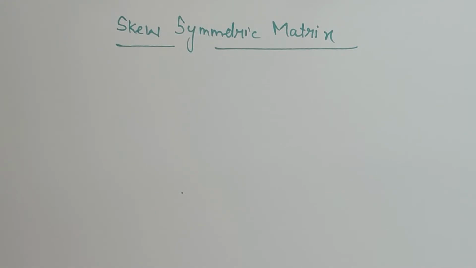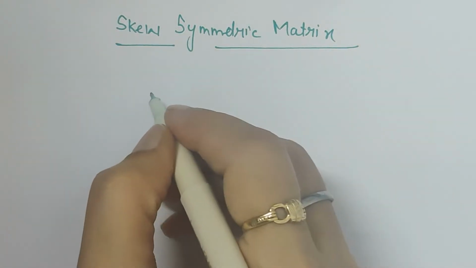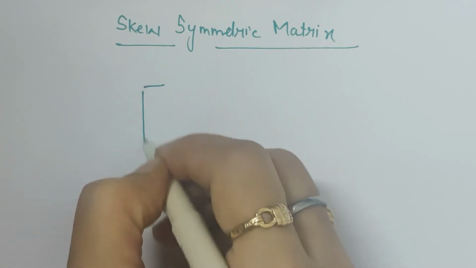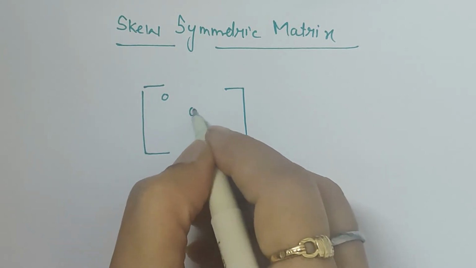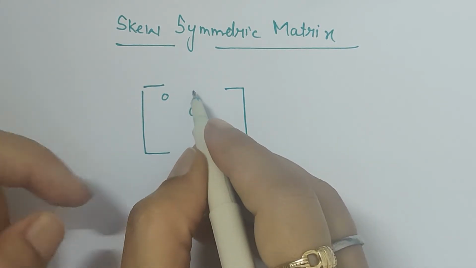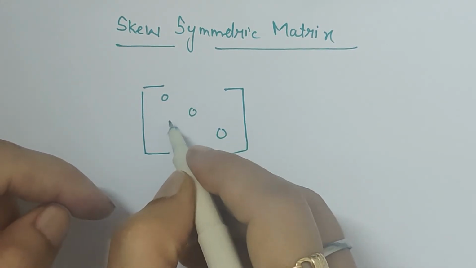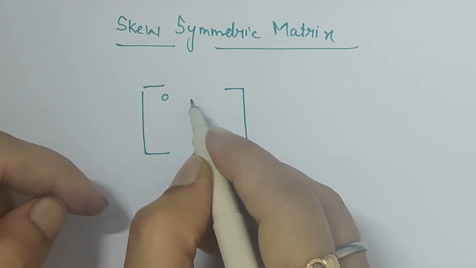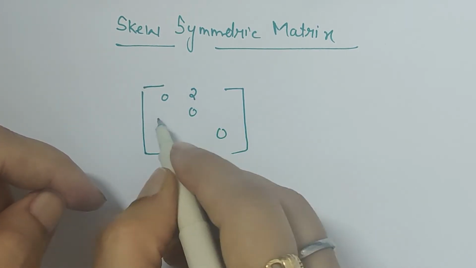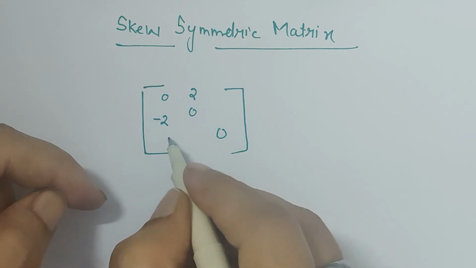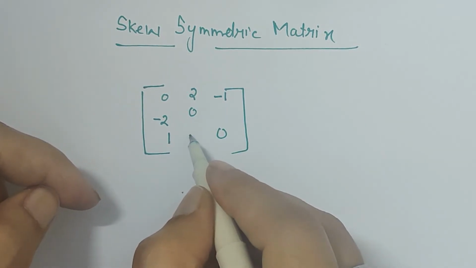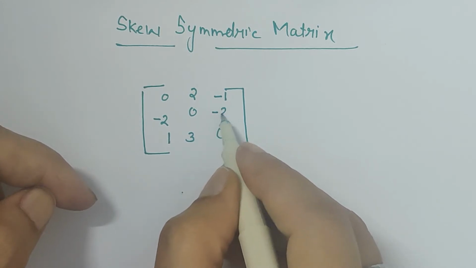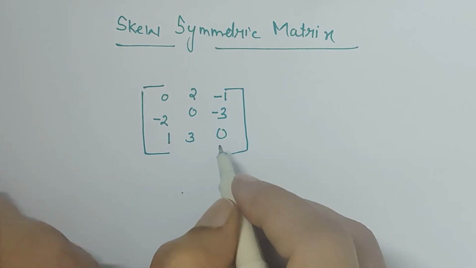Now let's see how we can write a skew symmetric matrix. What is the trick? The trick is that the diagonal entries must be 0, and whatever remaining elements we write have to be of opposite sign. Like if I write 2 here, here it should be -2. Now if I write 1 here, here it should be -1. And if I write 3 here, here it should be the opposite sign, -3.